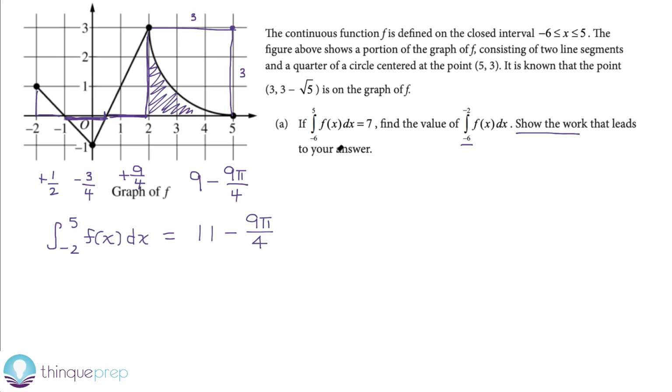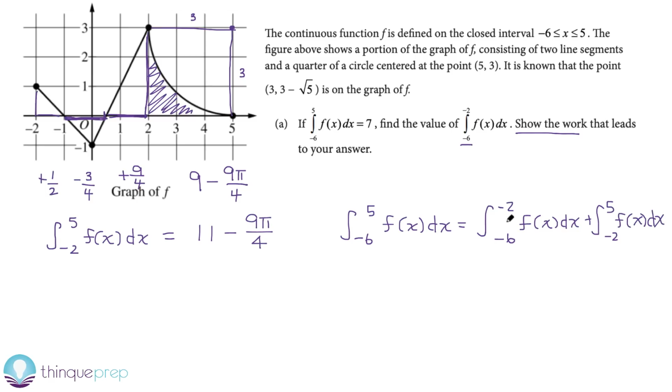The next part is we need to use some integral rules. When we have the integral from -6 to 5 of f(x) dx, we can split it up into two separate integrals. We can call it the integral from -6 to -2, and then we can also add the integral from -2 to 5. It's as if we just split up our area in two bounds, and as long as these numbers match, you can split up any integral that way.